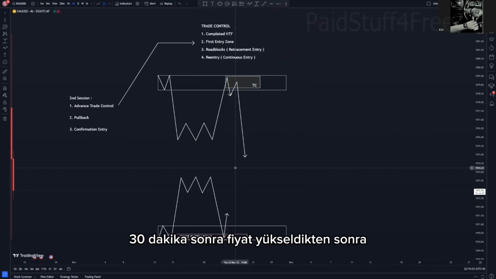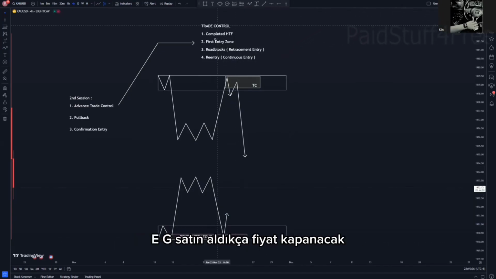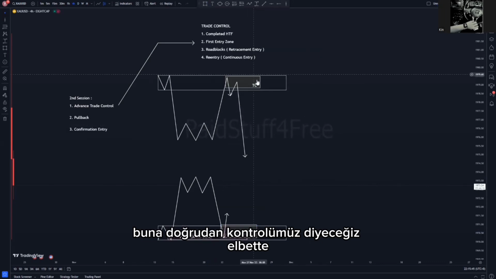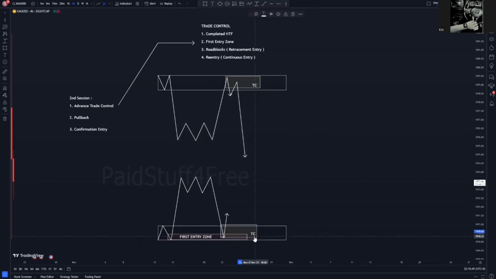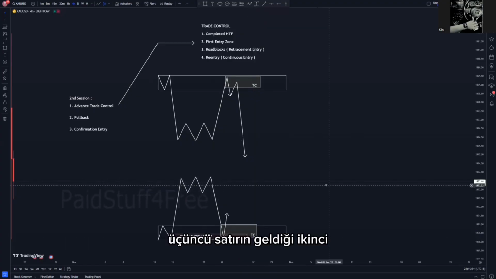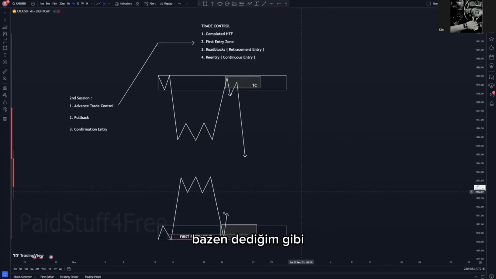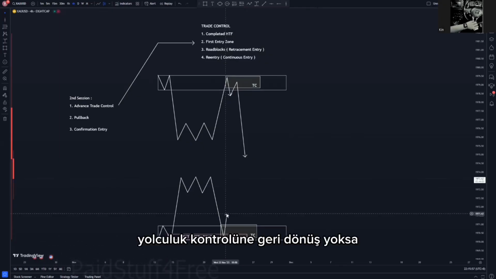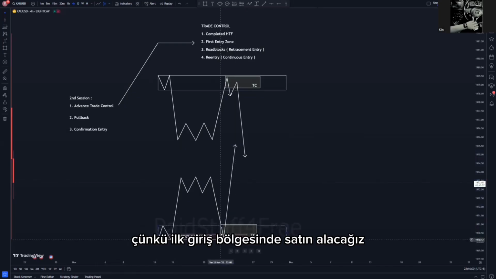After the price goes up, after 30 minutes, the price is going to close as our EG buy, which is this EG buy. We will call it our trade control, of course. So this is where the third line comes from. Sometimes, like I said, if you ask me, okay, if there is no pullback to the trade control, will we miss the entry? The answer is no, because we're going to take the buy on the first entry zone.